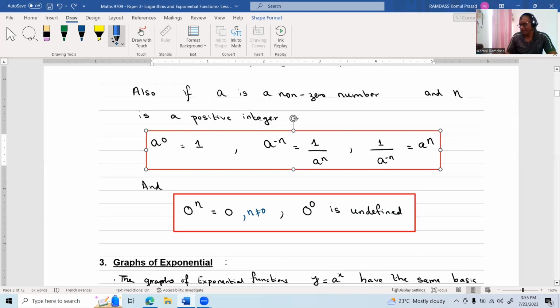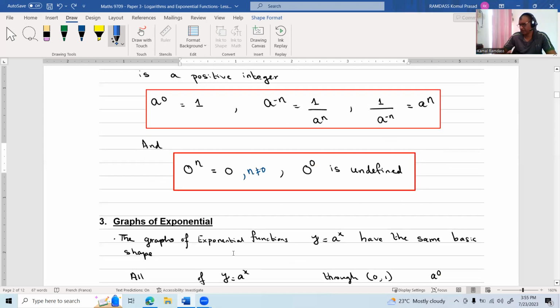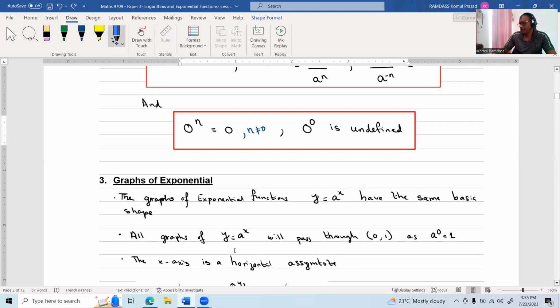OK? And 0 to the power of any number except 0 is equal to 0. 0 to the power of n is equal to 0, provided that n is not equal to 0, and 0 to the power of 0 is undefined, pas existé. It is not defined in mathematics. OK? Et maintenant, nous allons voir the graphs of exponential.